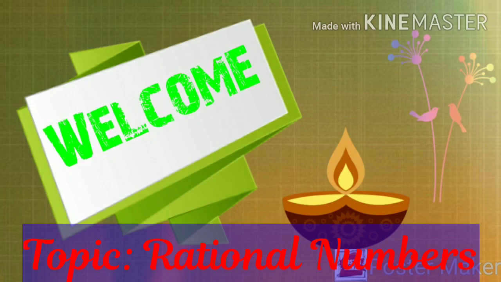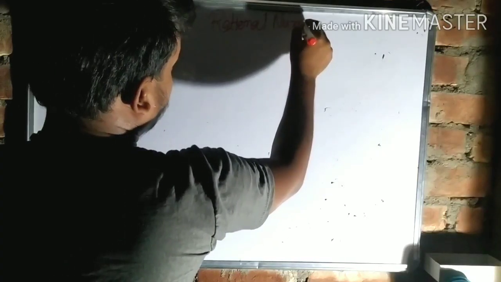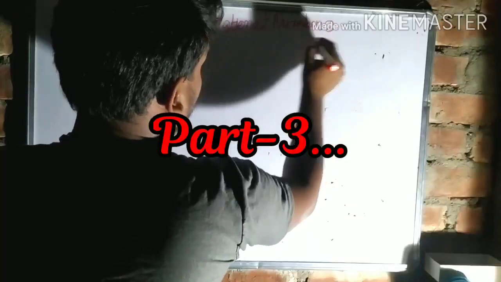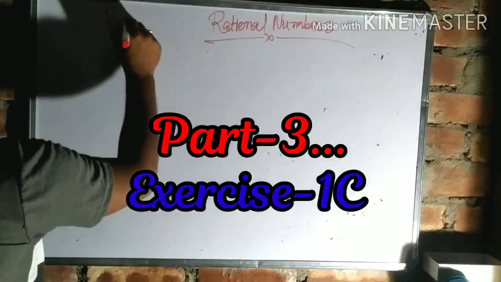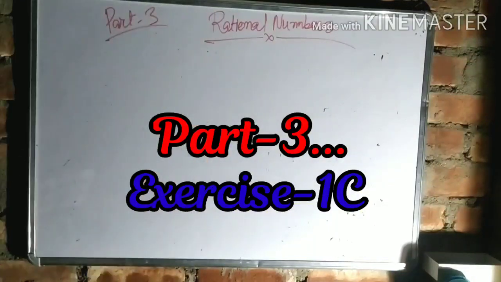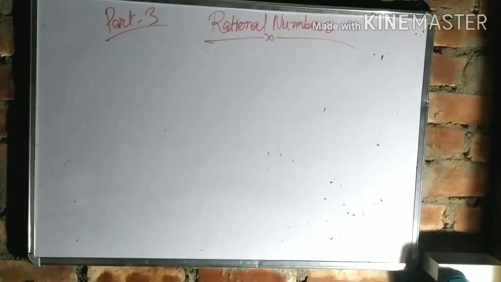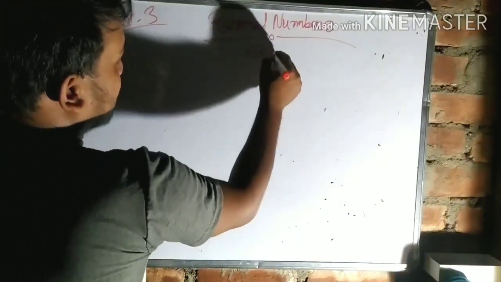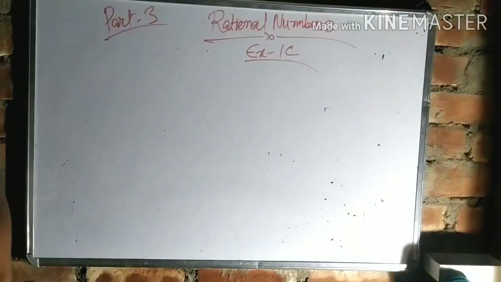Okay. Rational number, part 3. Here I will discuss exercise 1C. In 1C, multiplication and division are there. These two operations are there, multiplication and division.